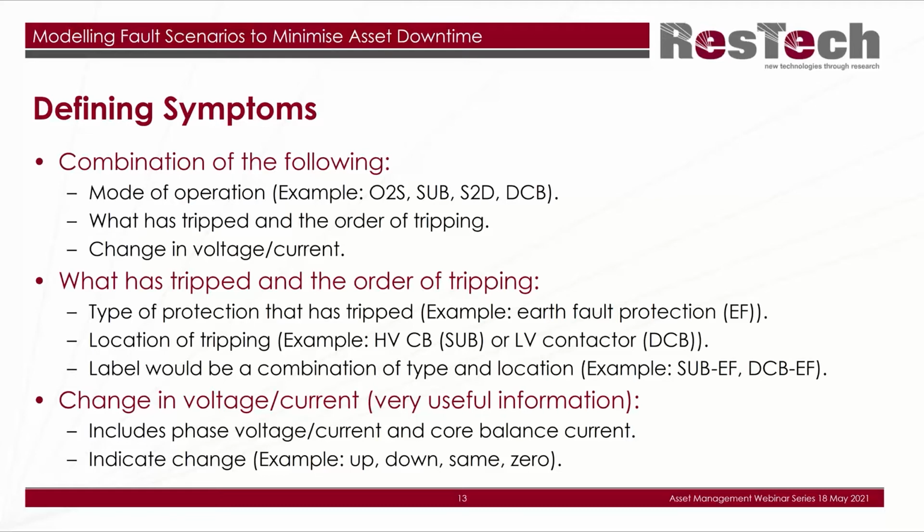The way we then quantify this is by basically saying, has the current or voltage gone up, gone down, stayed the same, or possibly gone to zero? By defining these symptoms, we want to be very systematic and very precise about what we're doing, because we want to have a system where we can basically say, this is our symptoms, and then from that map that across to possible fault locations and fault types. We'll see how that's done.